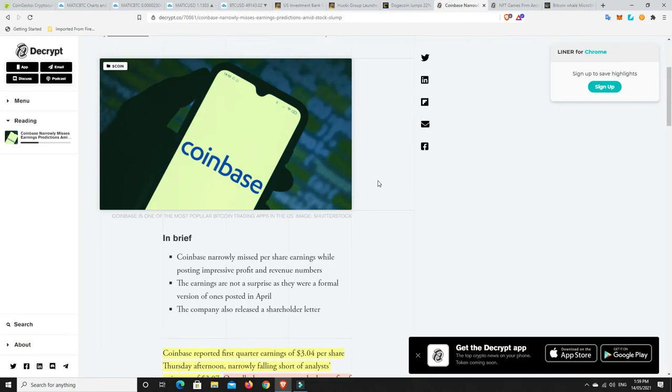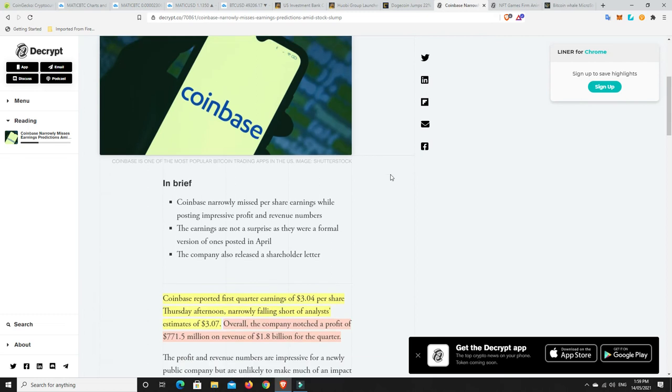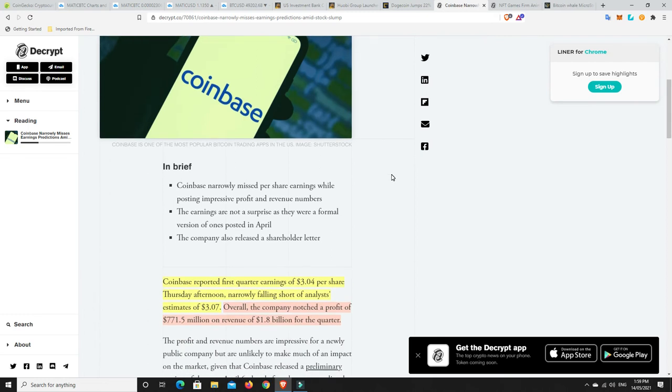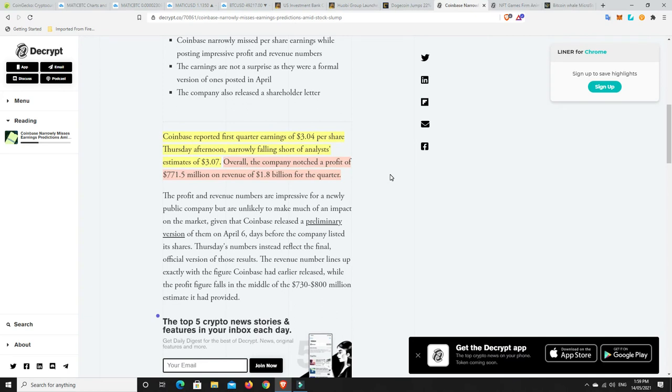Staying on Coinbase though, Coinbase narrowly misses earning predictions amid stock slump. So there's people talking about it going maybe down to $100. Now, I don't know if it's going to go down to $100, but they're still making an absolute monster. So I'm happy to see their stock price go down and hopefully jump in at a really good price at some stage. Coinbase reported first quarter earnings of $3.04 per share Thursday afternoon, narrowly falling short of analysts' estimate of $3.07.